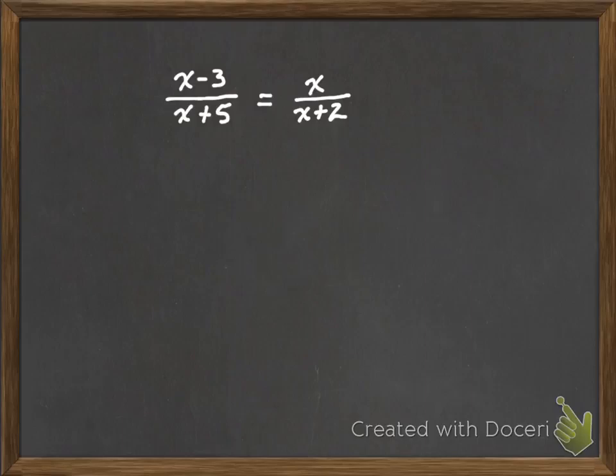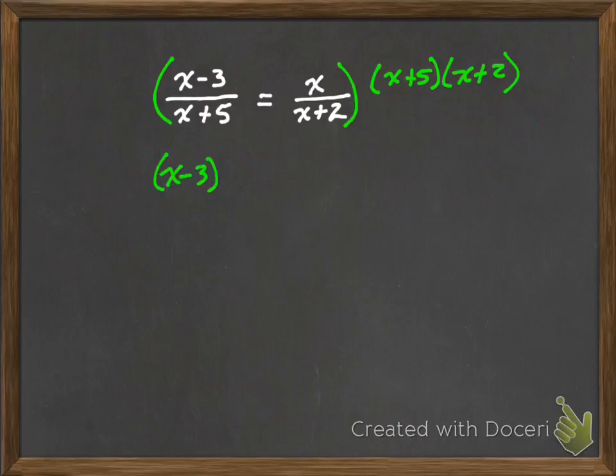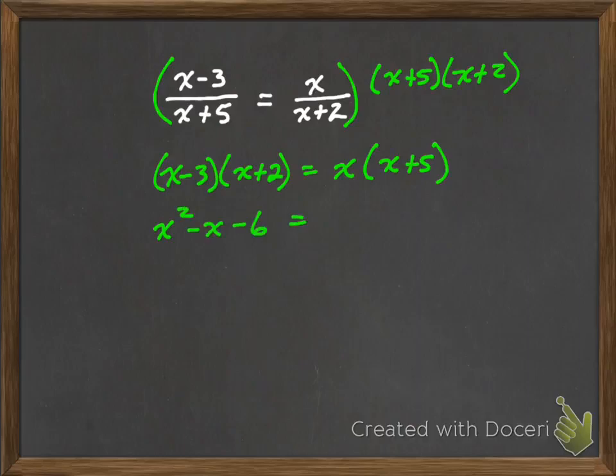All right, so the next one, everything is factored. We don't have to worry about that. Our common denominator will be x plus 5 times x plus 2. Distributing, we'll get x minus 3 multiplied by x plus 2. Over here you will get x multiplied by x plus 5 because the other parts cancel. Distributing gives you this. And it's quadratic, but what you'll notice is that when you start solving, the x squareds are going to cancel.